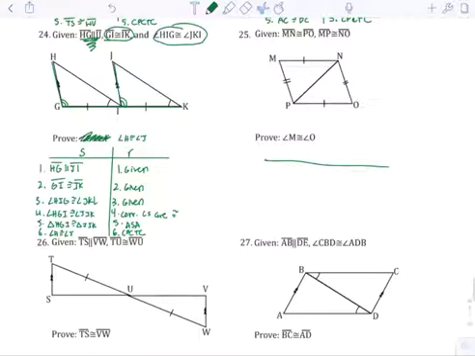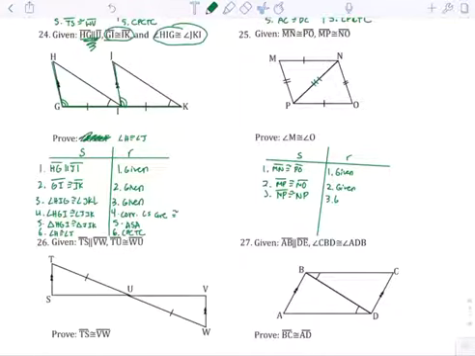25. MN congruent to PO. Number 1, that's given. Number 2, our other given statement, MP is congruent to NO. That's our other given. We used up our given, so let's see what else we could find. Well, we got that NP is congruent to NP. That's given.